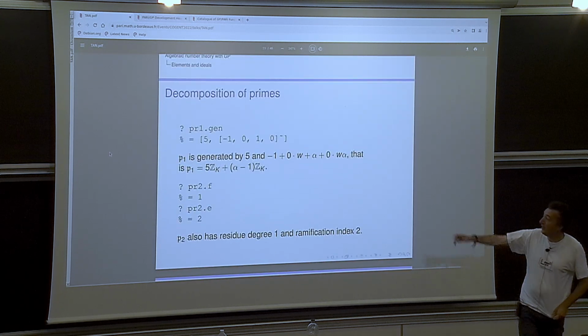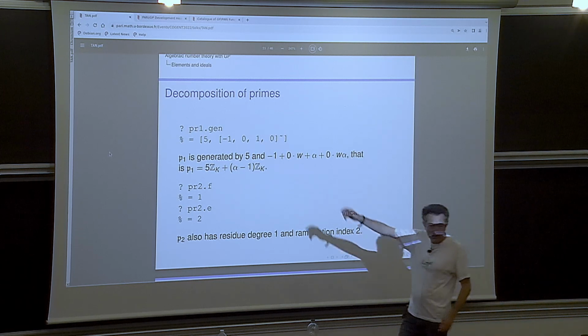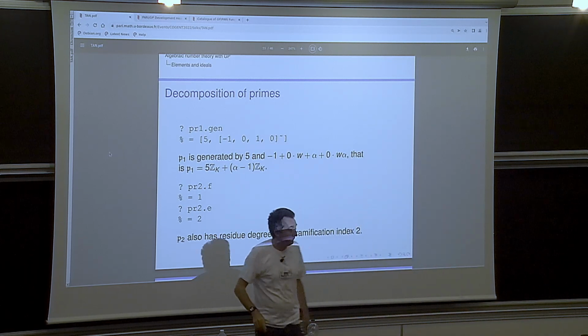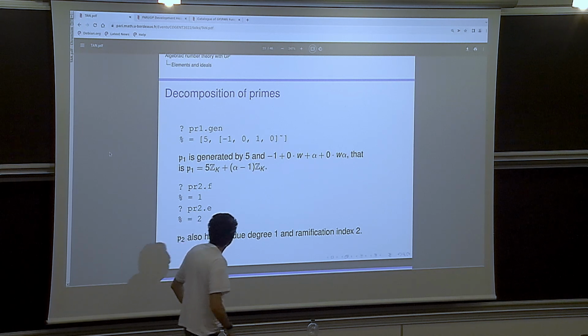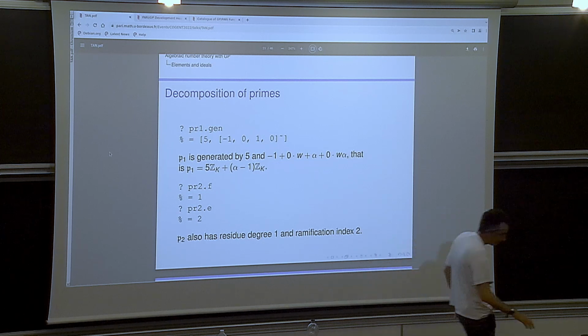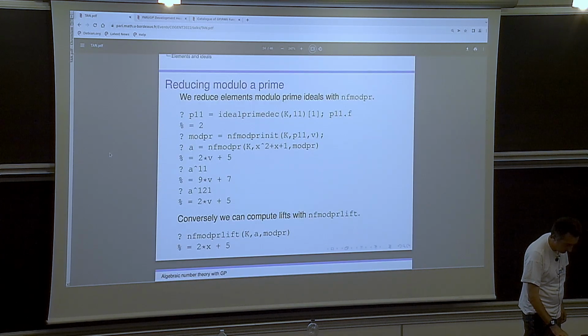You can ask for a generator, the PR generator. So that means it's generated by 5 on this element. Okay? And for PR, the second one, okay.